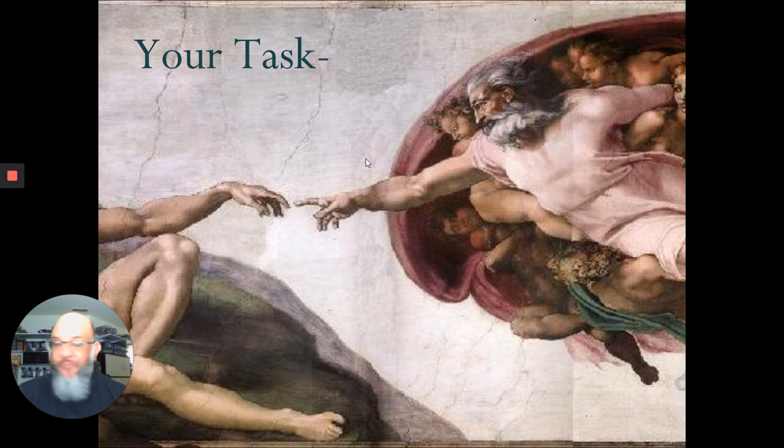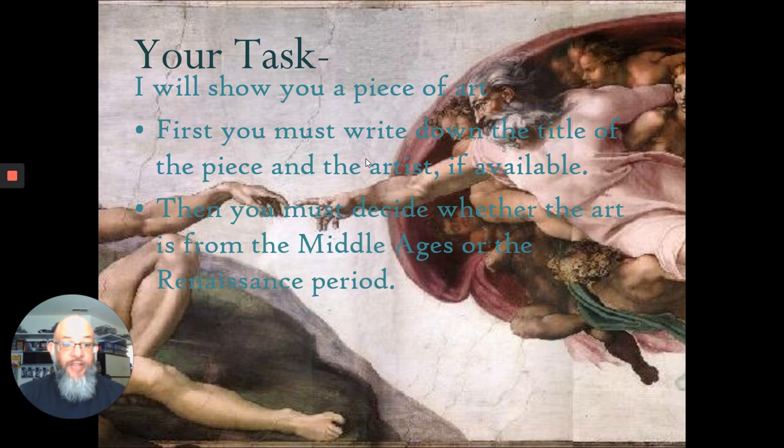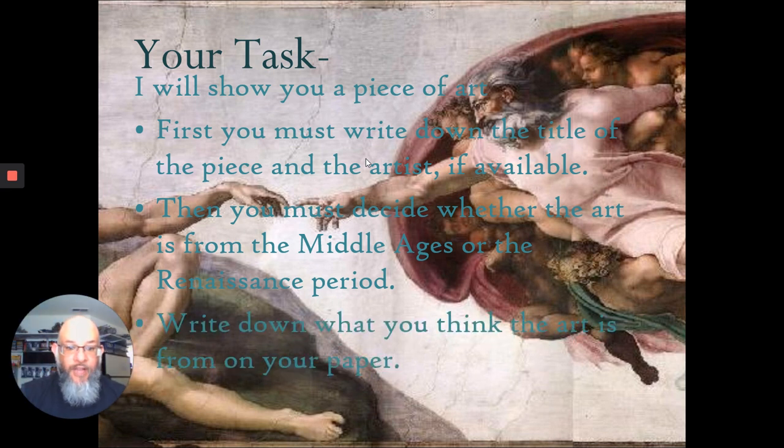But anyway, your task. I'm going to show you a piece of art. You're going to write down the title of the piece and the artist, if it's available. And then you are going to decide whether the art is from the Middle Ages or the Renaissance. You just write it in there. Okay? Simple. If we were in class, you'd write all this down. Obviously, I know you're looking at it, so we can just do it this way. So, write down what you think the art is from on your paper, and I'll be looking for that.